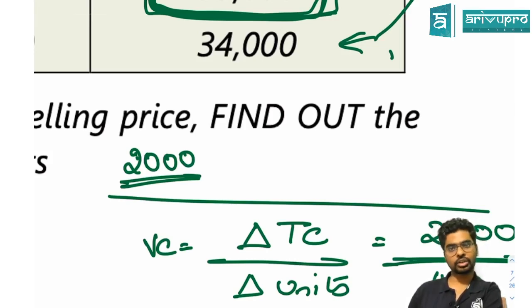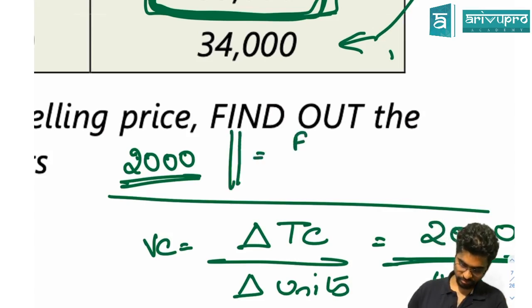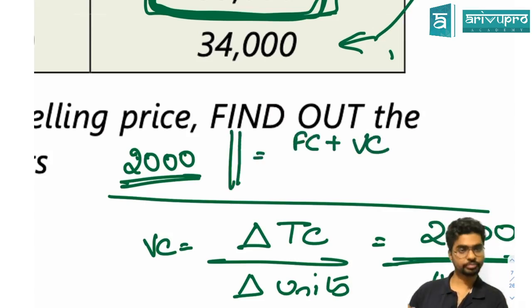How do I find the total cost of 2000 units? The total cost of 2000 units will be fixed cost plus variable cost. For 2000 units, what is going to be my fixed cost?